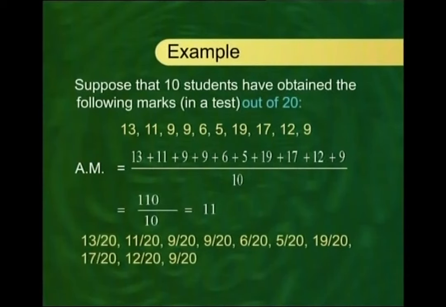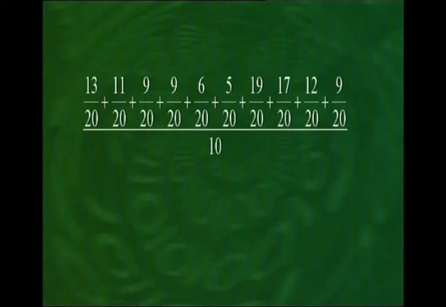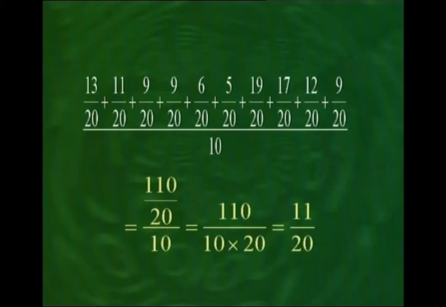But students, agar aap gaur karein, to maine aapse ye kaha tha ki ye sare jo marks hain, they were out of 20. Agar is angle se hum in 10 marks ko dekhein, to aap realize karenge that we are dealing with 10 quantities of the form x per y. We have 13 over 20, 11 over 20, 9 over 20 and so on. Adding these 10 quantities and dividing by 10, we obtain 110 over 20 divided by 10, which is 110 over 10 into 20 and which is equal to 11 over 20.